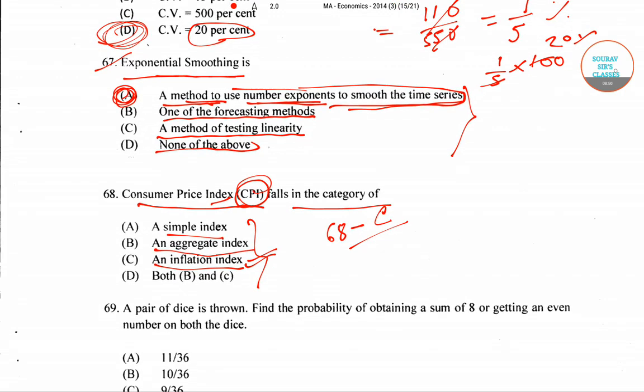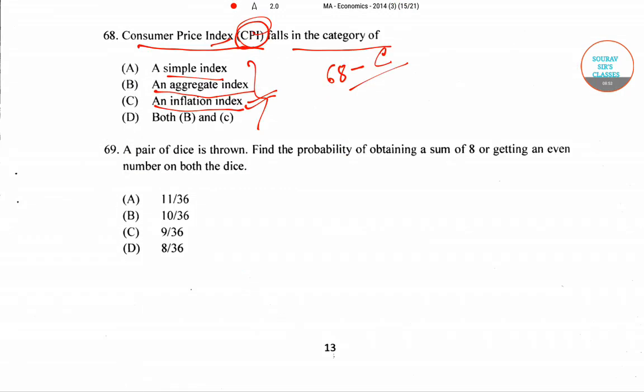So now we'll come to question number 69. So now we have come to the last question for this video. So the question is given by, a pair of dice is thrown. Find the probability of obtaining a sum of 8 or getting an even number on both the dice.